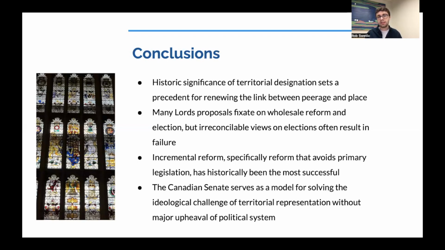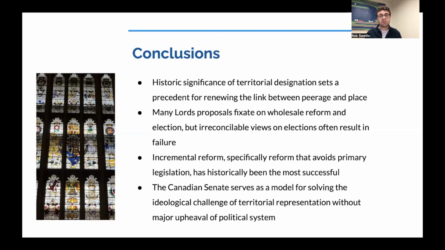What has been successful is incremental reform, specifically reform that has avoided primary legislation. Such reforms as the establishment of the House of Lords Appointments Commission itself was done without primary legislation and has been considered very successful in propriety checks and maintaining a significant crossbench faction in the House of Lords.